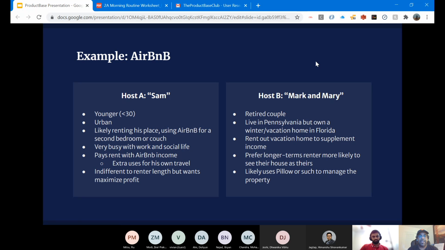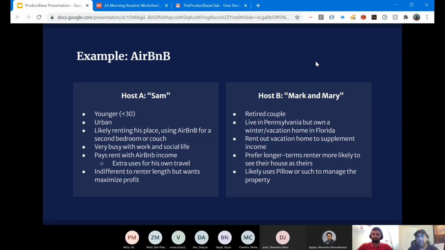But when you zoom in, you realize that there's a persona Sam and there's a persona Mark and Mary. The persona Sam obviously has a room, and they're essentially using Airbnb for just additional cash, right? They're not dependent on the cash. They're either paying one part of their rent with the income, but this is not their retirement income or something. They still have a job. They're still going out, working and stuff. So there's a different world for Sam than the needs of Mark and Mary who have retired.